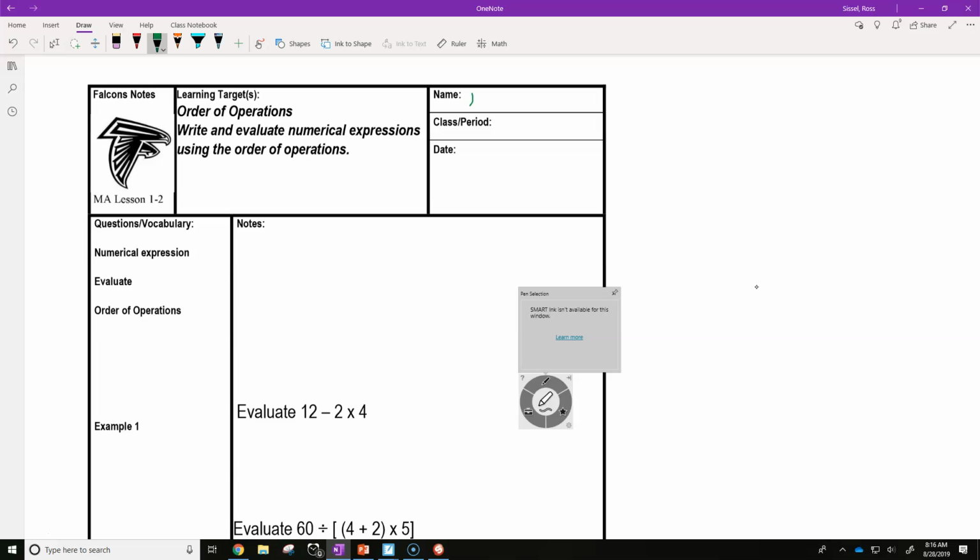First thing I'm going to go ahead and do, I'm going to write my name up here. I'm going to say 1P, first block purple, and today's date is 8-28.